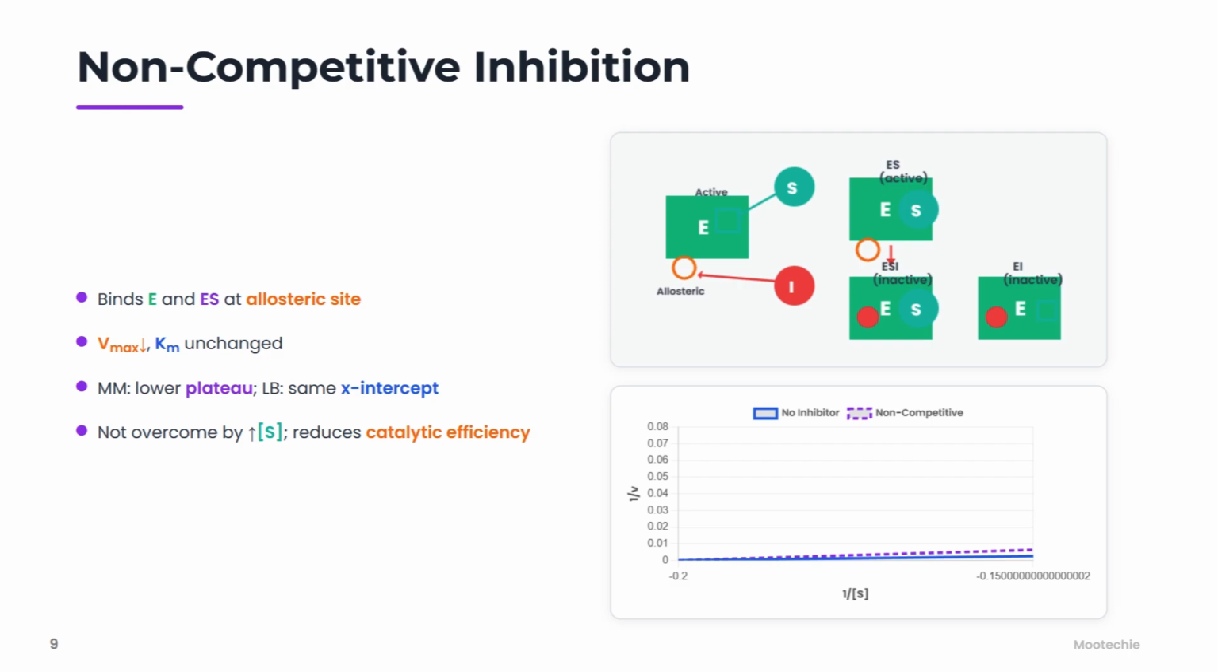The slide has an illustration showing an enzyme with an active site and a separate allosteric site where the inhibitor binds. A graph shows Lineweaver Burk lines for no inhibitor and noncompetitive inhibition intersecting on the x-axis.